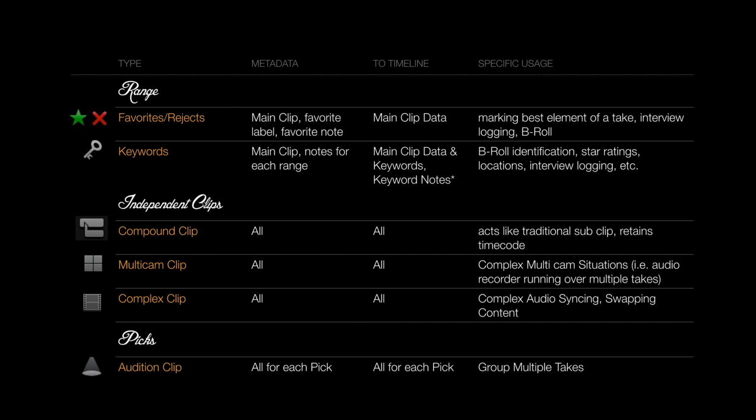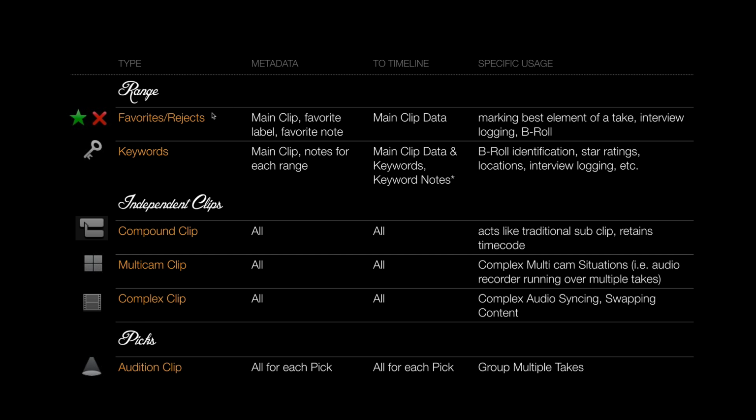Now, then we have these things called independent clips. They're not really independent because compound and multicam are really reference clips, but in these independent clips, they act like clips. It acts more like a subclip that someone might be used to. And then we've got this really bizarre thing called a pick, which is an audition clip. It's really weird. You kind of have to get your brain around it, but it can be useful in some situations. So what I want to do is walk through all these things individually.